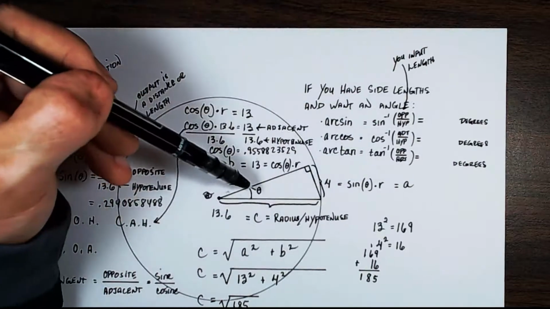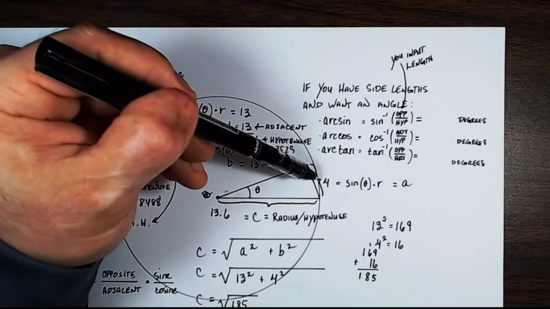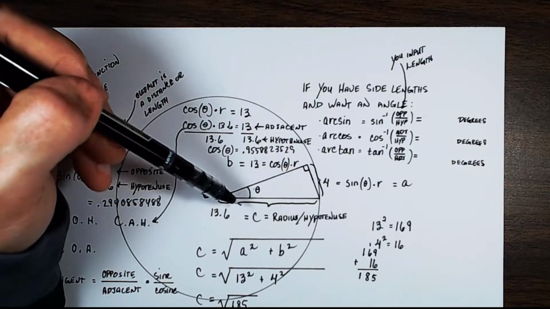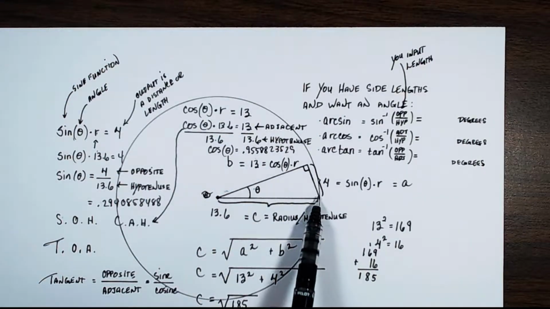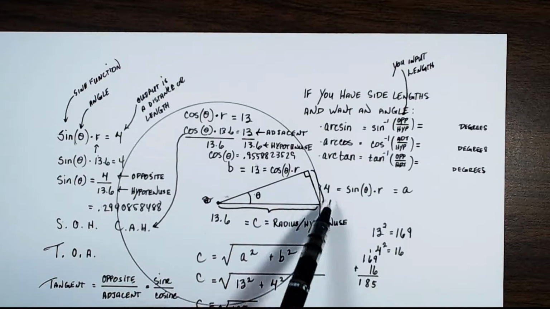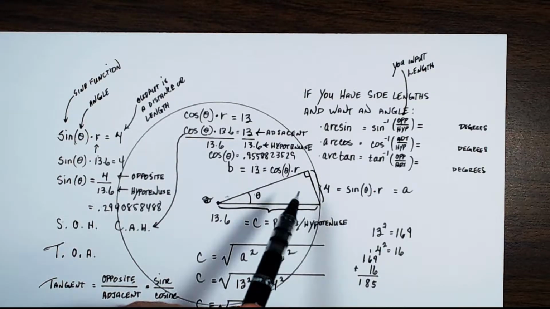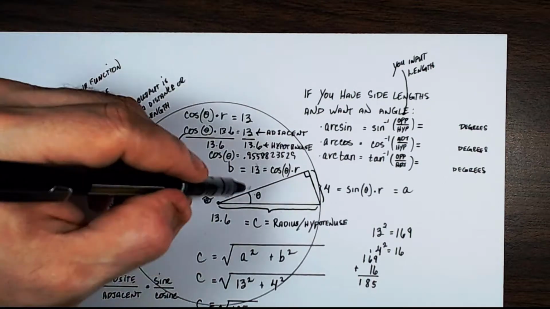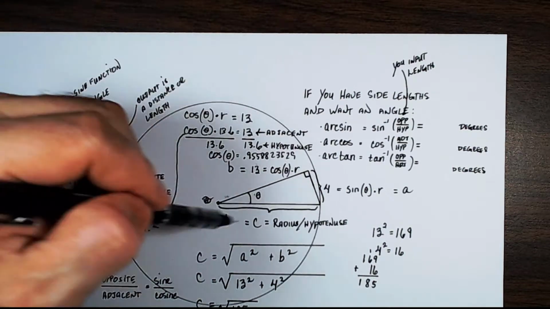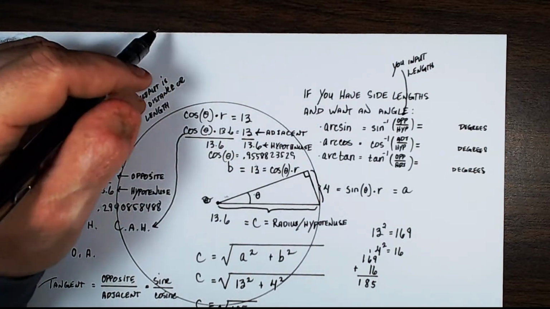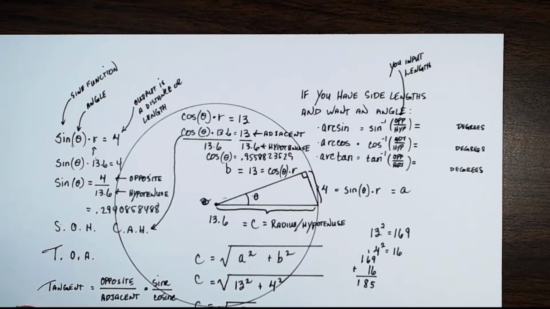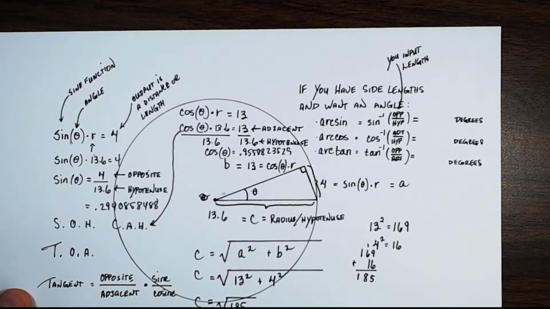So with respect to this angle, this is the opposite side. With respect to this angle, this is the adjacent side. With respect to this angle over here, now this becomes the adjacent side and this becomes the opposite side. So I actually don't like using those terms very much. I like base and height better. I like to think visually, but maybe whatever works for you.